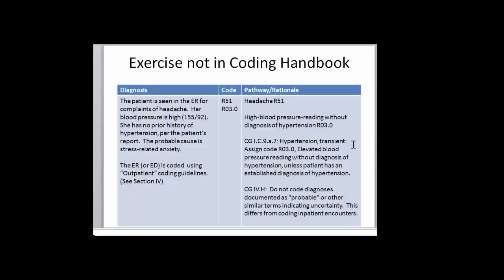So we do have a guideline specific to an elevated blood pressure without the diagnosis of hypertension. And we also have a coding guideline to remind us that we don't code diagnoses that are documented as probable or rule out or any of those things that indicate uncertainty. This is different from an inpatient encounter when you would code those diagnoses as though they were confirmed.